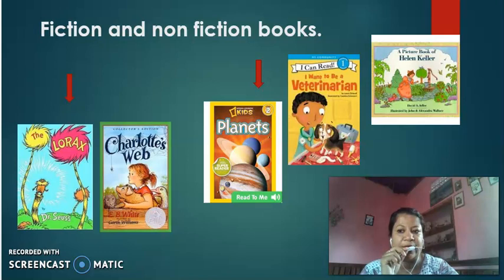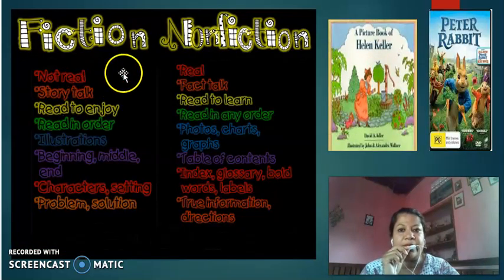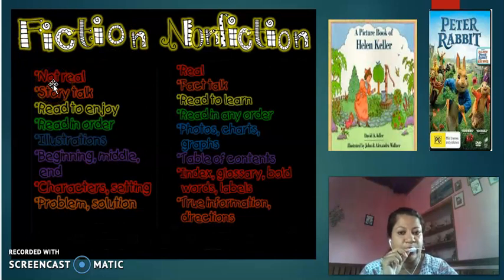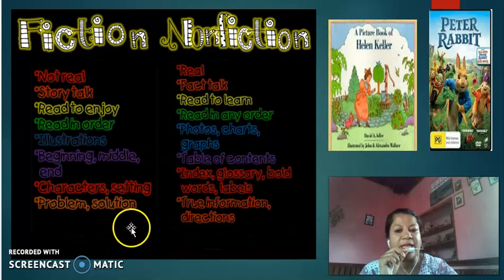So let's take a look. Now, in fiction, okay, remember the story is not real. As I already told you, it is made up, okay, it is just story talk. You read it just to enjoy it. Okay, we always read fiction books in order because if you do not read it in order, you would not come to know the story. It has illustrations, meaning pictures are not of real human beings. Okay, they are drawn. We have a beginning, a middle, and an end. You have characters and you have settings, and we also have problems and solutions.